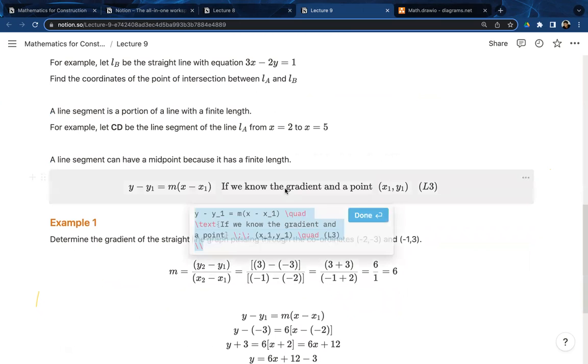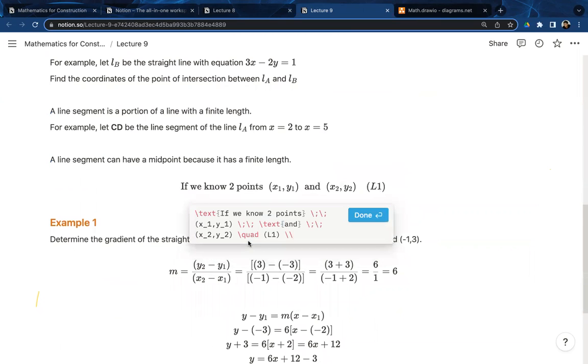So let's see how we could say that. If you know 2 points, let's choose P. This is P and this is Q. This is how we label points. We label it with a capital letter and we give the coordinates. So if you know 2 points P, Q, right?